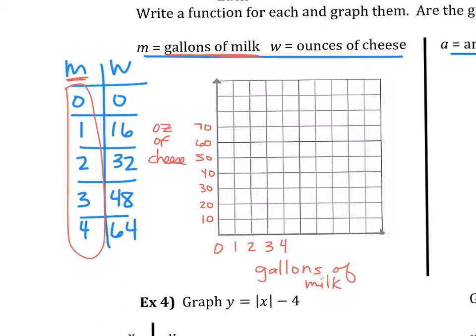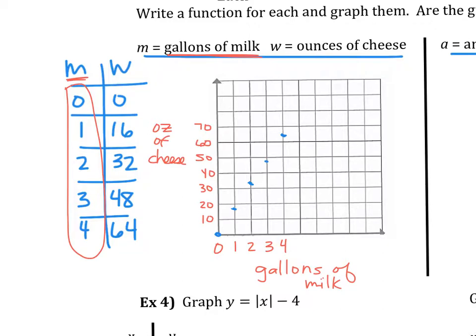Okay, so if we plot our points, we have 0, 0. We have 1, 16. We have 2, 32. 3, 48. And 4, 64. Okay, now here's my question. Is this a continuous graph or a discrete graph?